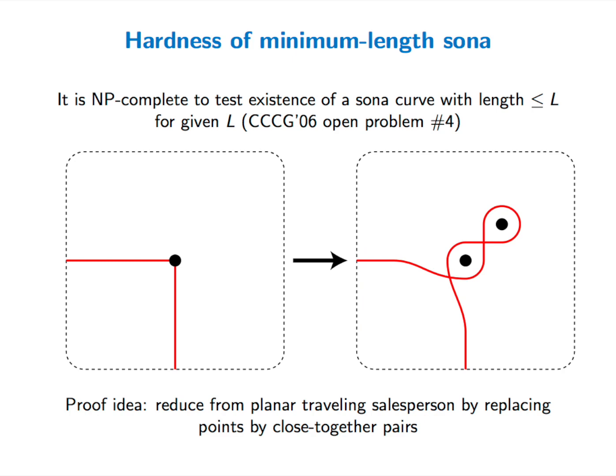We also answer another open problem from the 2006 paper on the complexity of finding Sona curves with minimum length. Here, the NP-completeness proof is even easier. Just take a hard instance of the traveling salesperson problem and replace every point by two close together points. The Sona curve must pass near each pair of points to separate them, and therefore the minimum length Sona curve has length approximately equal to the minimum length salesperson tour.